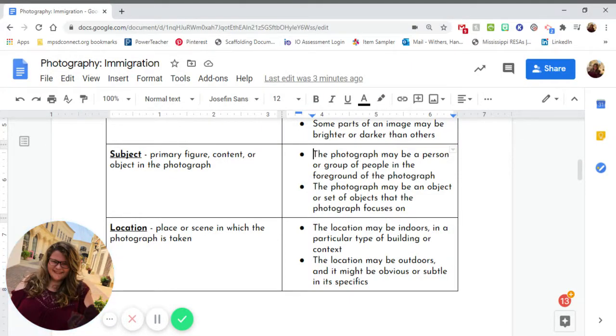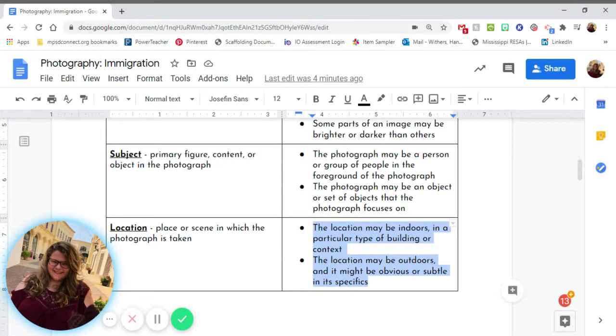Okay. And then location. It says location might be indoors in a particular type of building or outdoors. And what you really need to think about here is that you might not always know where the photos are being taken. Unless there's a caption that says this was taken in X place, you're pretty much guessing. You are making inferences based on what you see.